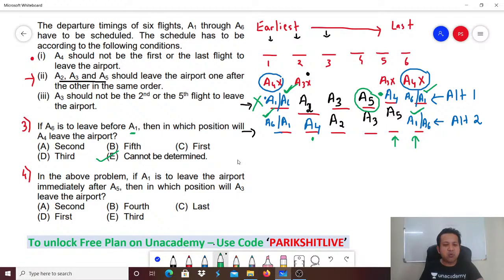So question is, which position will A3 leave the airport? So this is only alternative 2, right? Alternative 1 was anyway not possible. So A3 will leave the airport at position number 4, which is option B. Got this? Easy one. Yes?